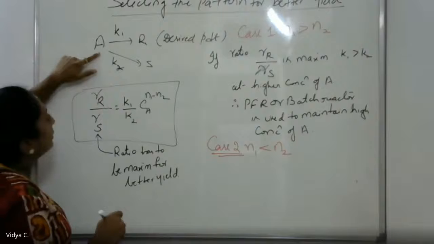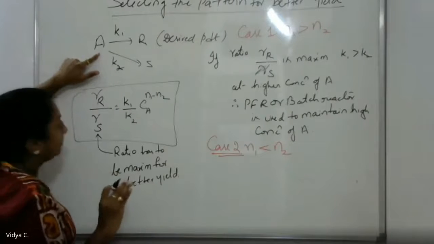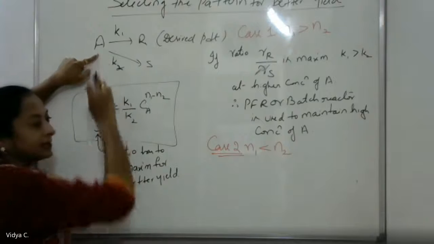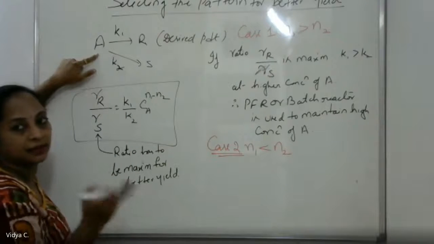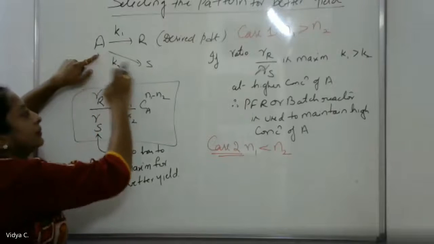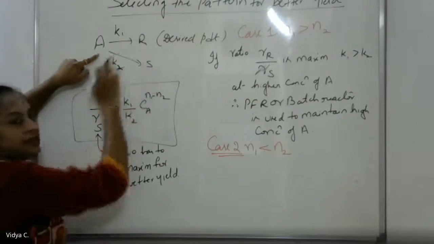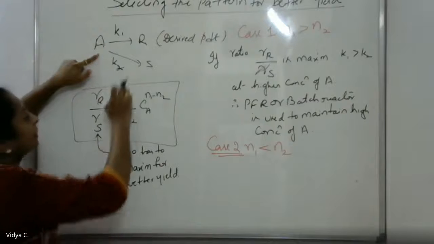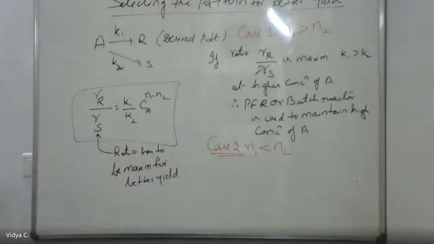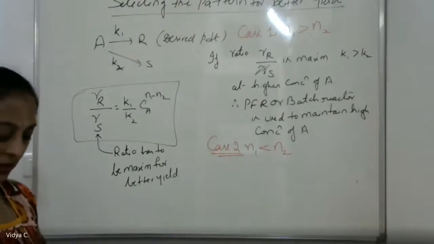So if I want to maintain lower concentration of A, I'll take A in a CSTR. That is the meaning. If I take this in a batch reactor, then this will be proceeding at a higher rate than this one, which is not the desired product.